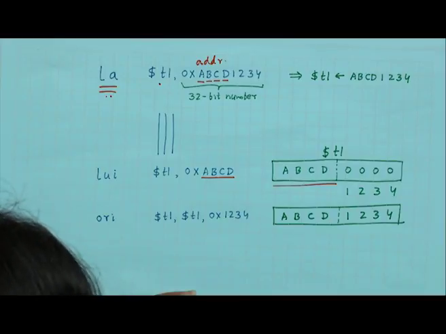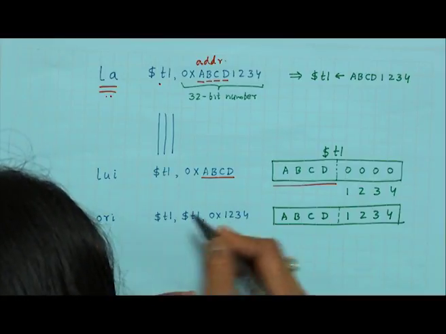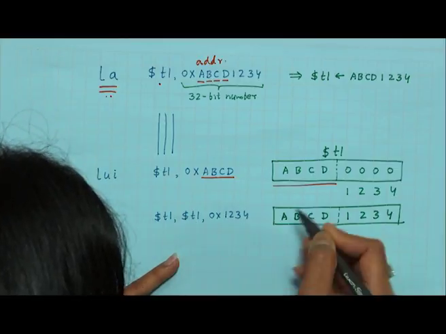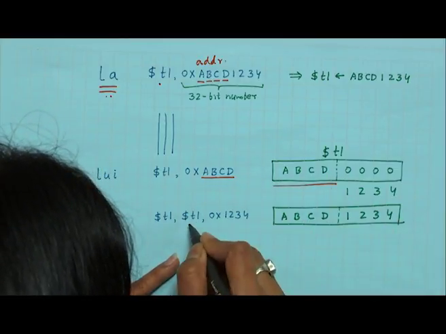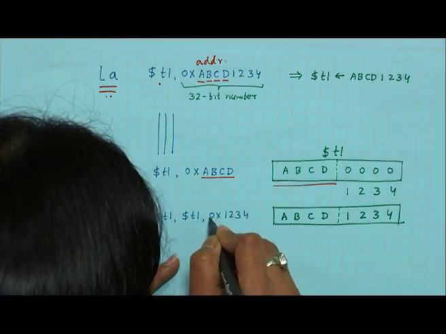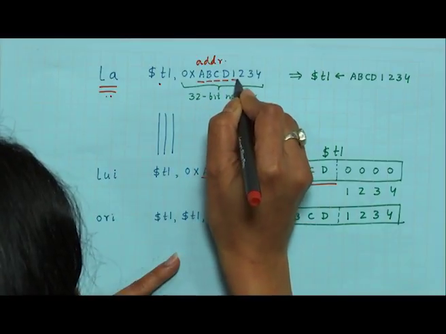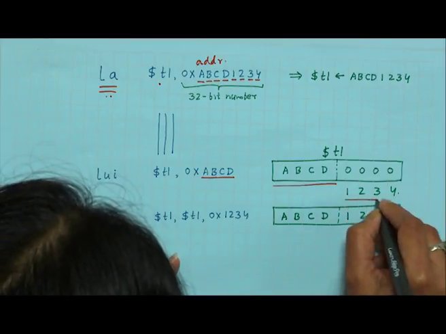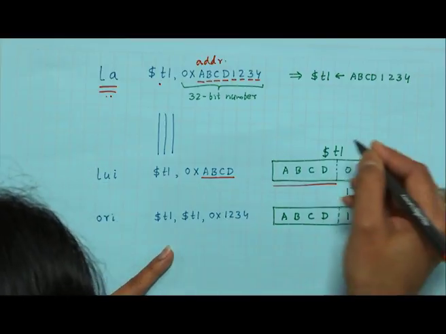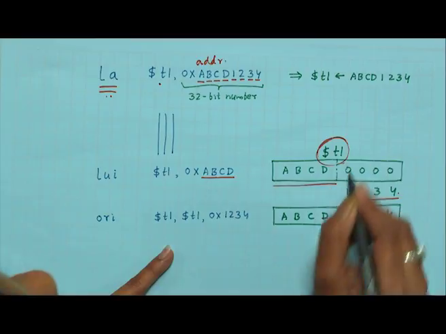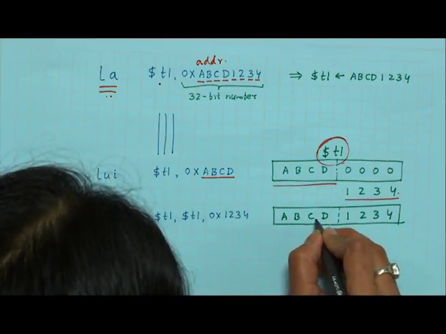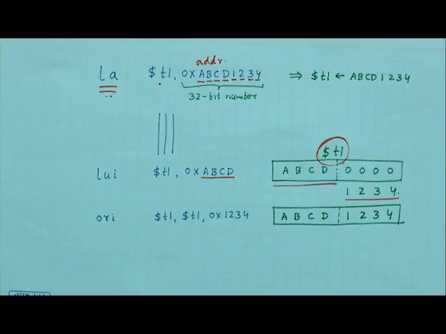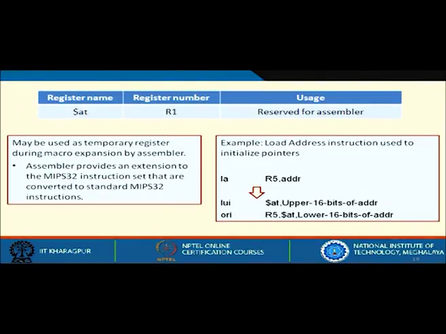Now, what will we do? We do an OR immediate that will combine this with T1. In T1 you already have this particular value. You are doing an OR with 0x1234, that is the next 16 bits. You are ORing with 1234, and after ORing you are storing the result back in T1 itself. So, in T1 you will have A, B, C, D ORed with 1, 2, 3, 4. This instruction is doing exactly what I explained.